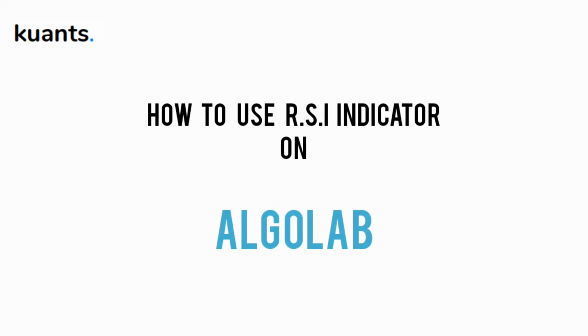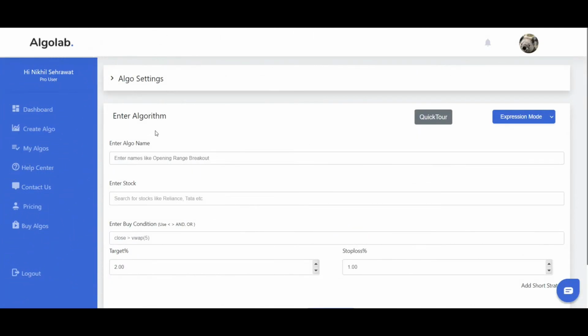Today I will tell you how to use the RSI indicator, relative strength index, in Algolab. So this is the backtest section of Algolab.